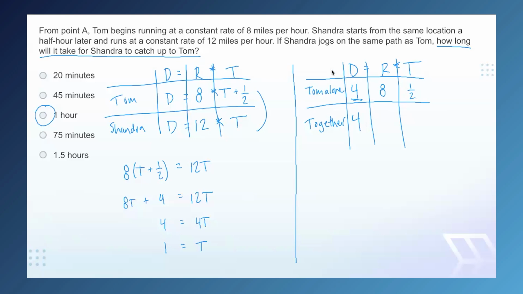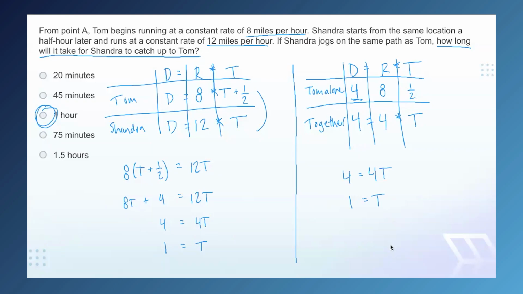So the speed for this row is going to be Chandra's rate, or 12 miles per hour, minus Tom's rate, or 8 miles per hour, or 4 miles per hour. And then T is what we are solving for. So pulling this equation out, we get 4 equals 4T. Divide both sides by 4, and we get 1 equals T, or answer choice C.